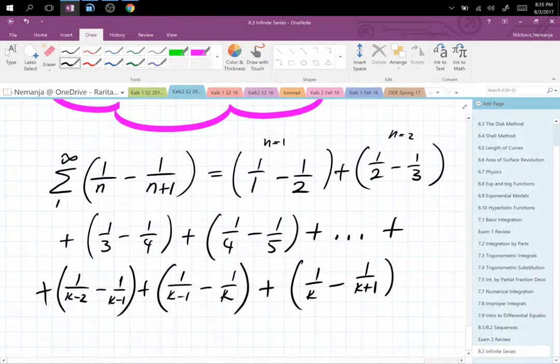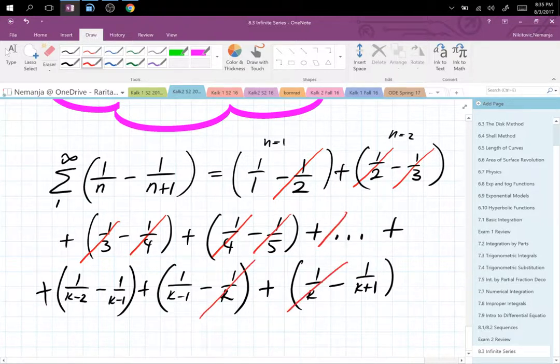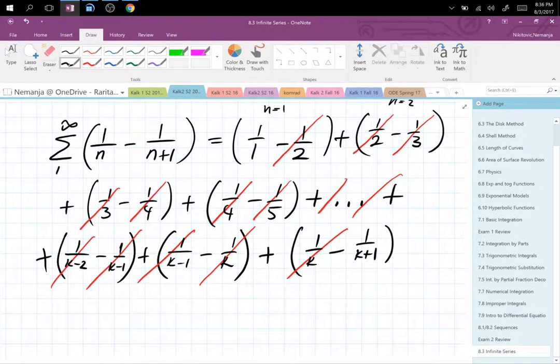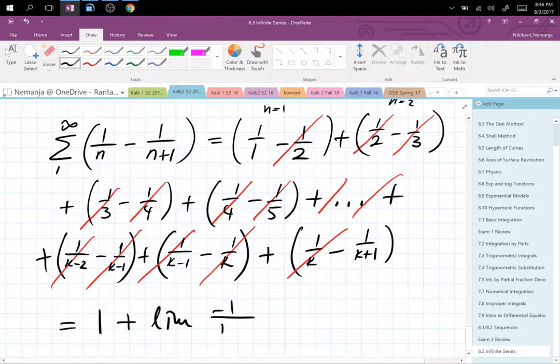Don't confuse things. Now look at this, guys. Negative half kills positive half. Negative 1/3 kills positive 1/3. Negative 1/4 kills positive 1/4. That means that this one will cancel here. Look at the tail end. Negative k plus k, right? You see they all die? What's left is 1 plus the limit of negative 1 over k plus 1, where k shoots to infinity. What's this limit? Boom. Converges to 1.